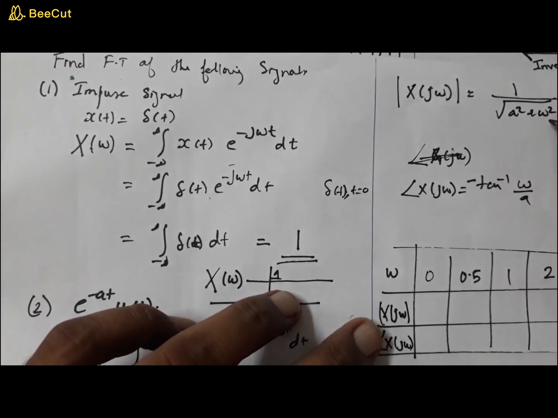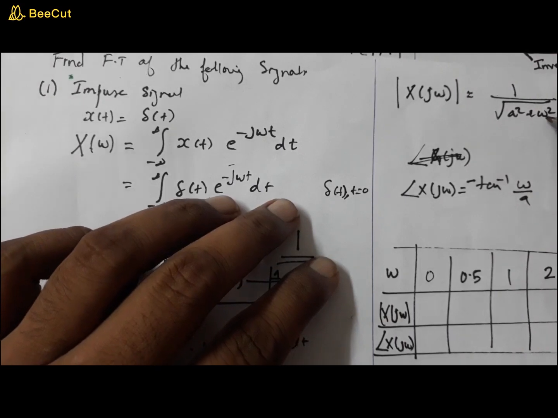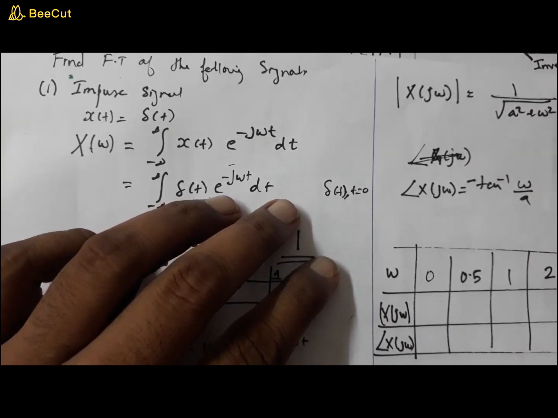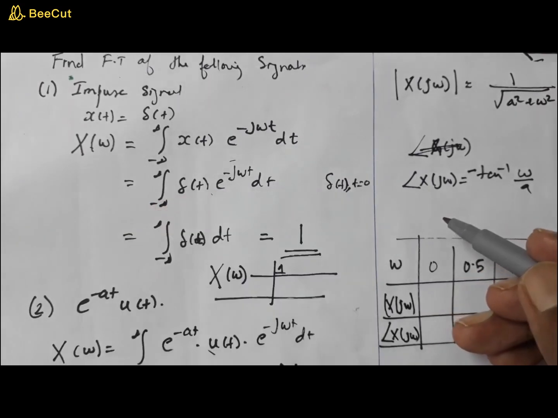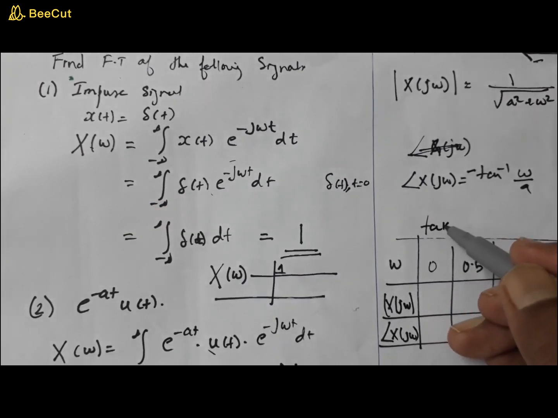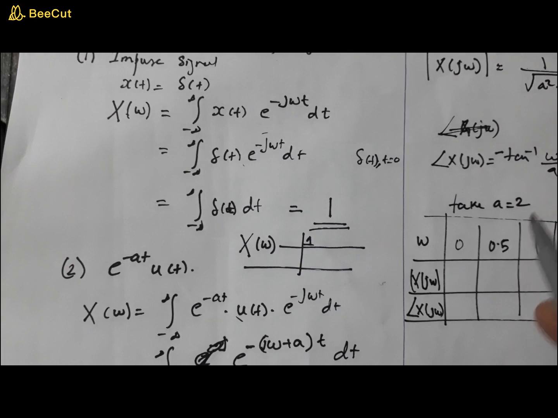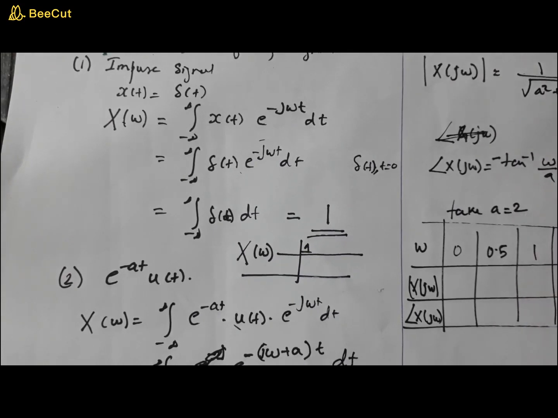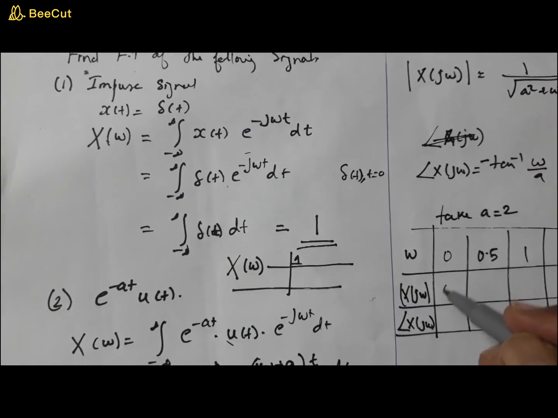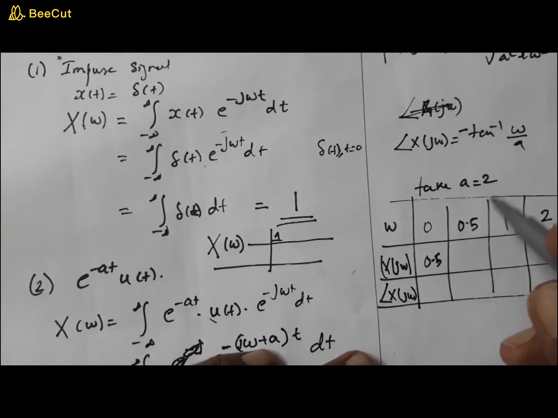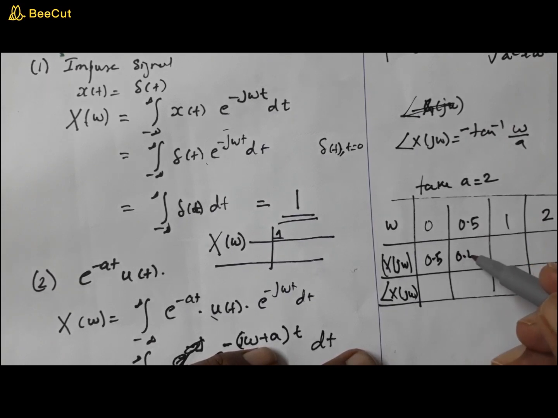So how to find the magnitude of X of j omega? Substitute omega equal to 0. What is going to be 1 by A? For this problem, take A is equal to 2. Taking A equal to 2, this will be 1 by root of 4, since omega is 0. So this is 1 by 2, which is equal to 0.5. Similarly, for omega 0.5 you will get 0.485. Similarly, you may find the values for all of them.